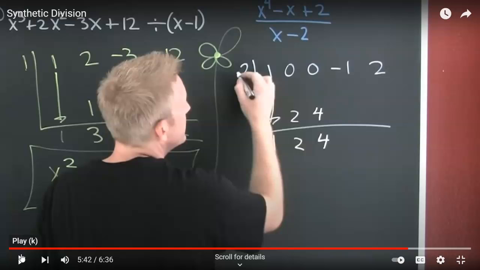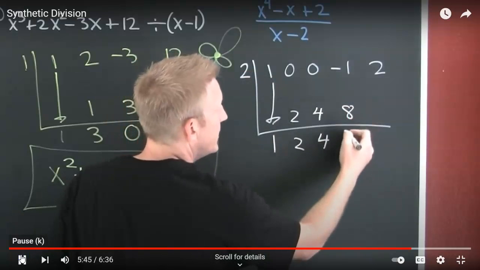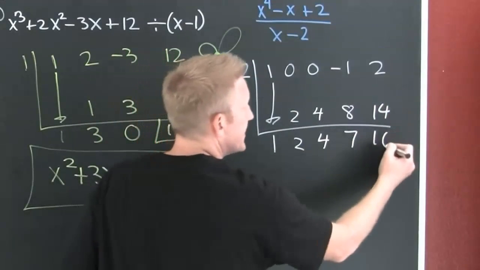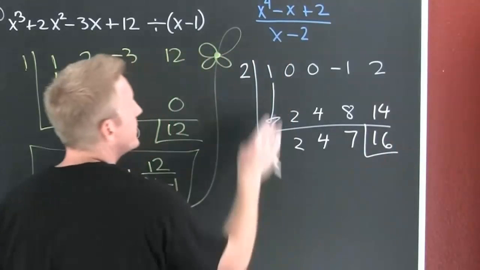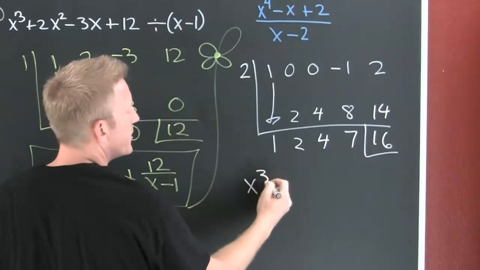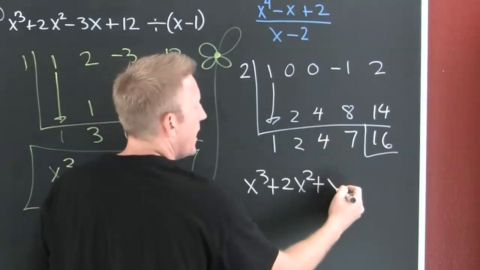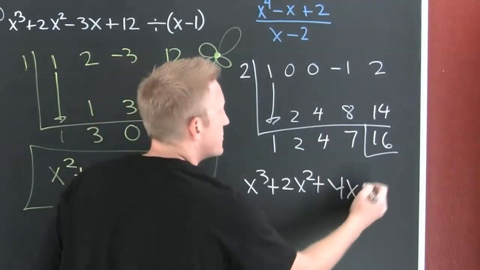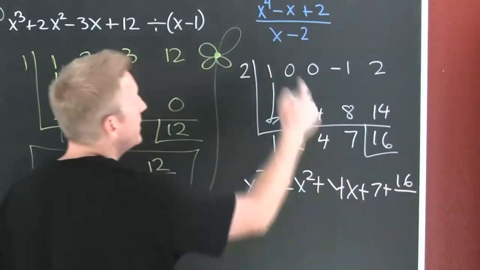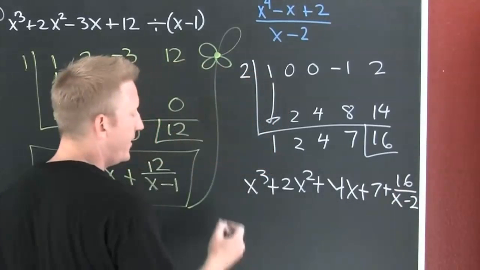Add them. 2 times 4 is 8. That's a 7. 2 times 7 is 14. That's a 16. That's my remainder. I'm dividing by a linear factor, so I need to take it down a notch. This is x to the third plus 2x squared plus 4x plus 7 plus remainder 16 over divisor x minus 2.